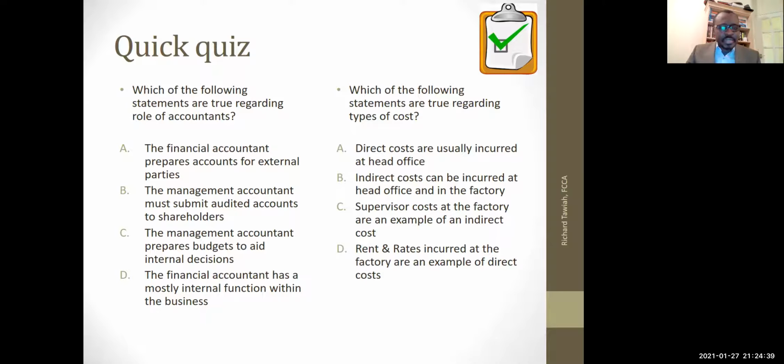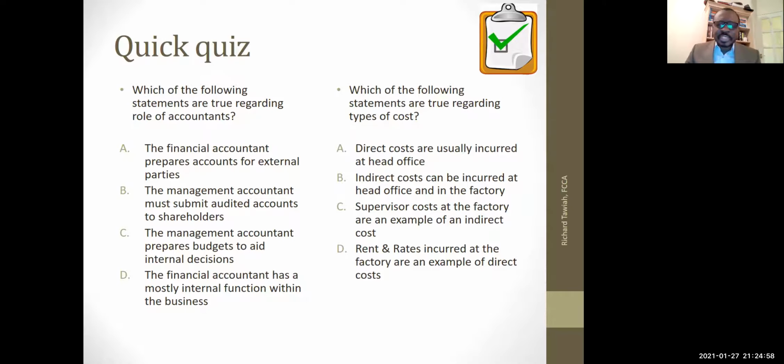So you realize that the B is clearly out. Management accountant prepares budget to aid internal decisions. Management accounting is within. So clearly it's giving us a clue there. The financial accountant has a mostly internal function within the business. No, financial accountants are usually external.